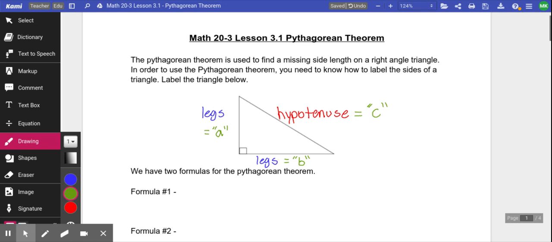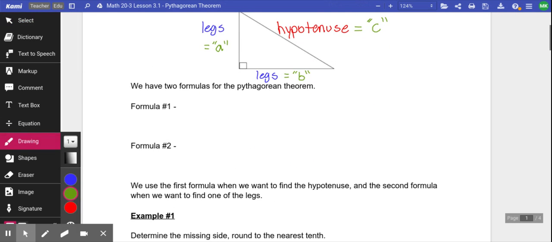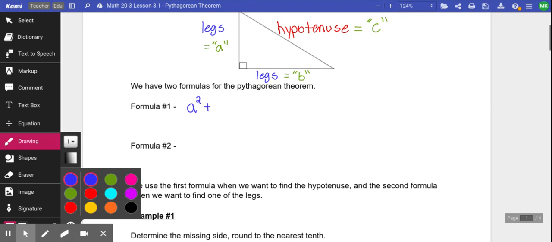All right. There's two Pythagorean theorems. There's actually the same one, just rearranged. Okay, so I'm going to give you two formulas here. The first formula is the one that you're probably familiar with, which is A squared plus B squared equals C squared. That means that one leg squared plus the other leg squared will equal the hypotenuse value squared.